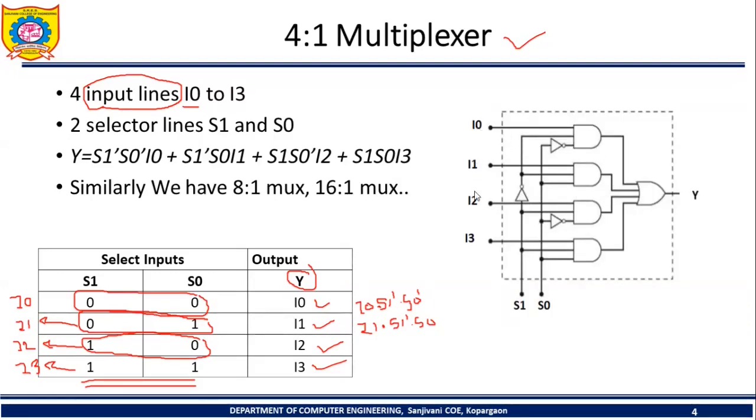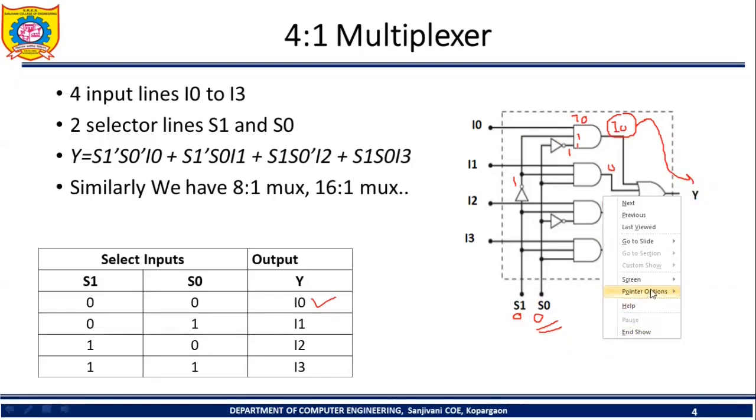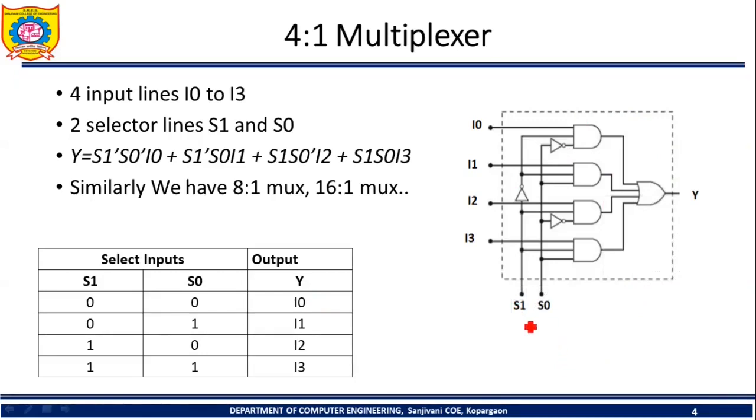Here inputs are I0, I1, I2, and there is one output y, and there are two select lines S1 and S0. Now let's try to understand the working of 4:1 multiplexer with the help of this diagram. When S1 and S0 are 0, 0, then the data present on the I0 input will be directed to the output. Now let's consider the next case. Let's assume that S1 is 0 and S0 is 1. So when S1 is 0 and S0 is 1, we are expecting that I1 should become the output.